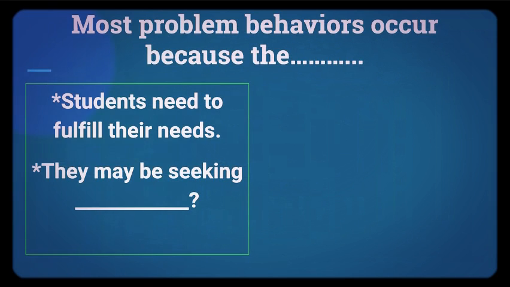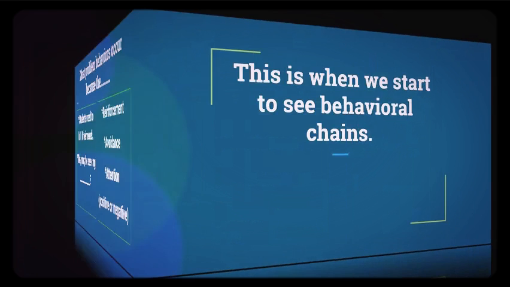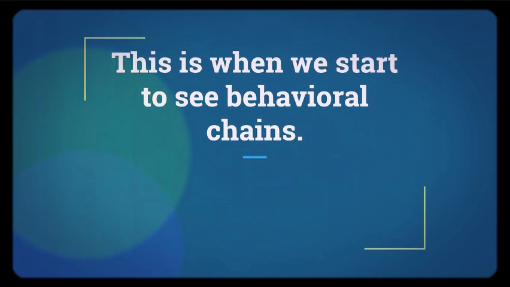Most problem behaviors occur because students have needs they need to fulfill. They may do it through seeking reinforcement, avoidance, attention. Usually we expect it to be positive, but at times it can be done through negative means. This is when we start to see behavioral change.